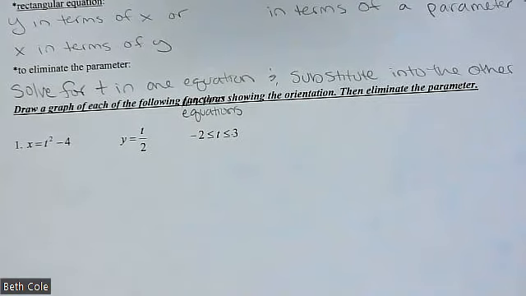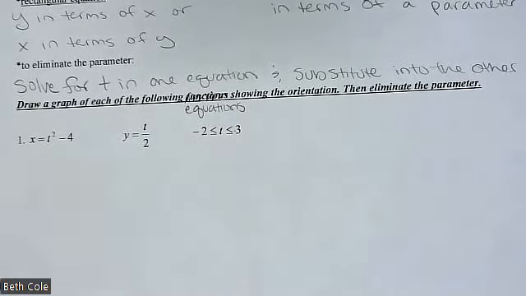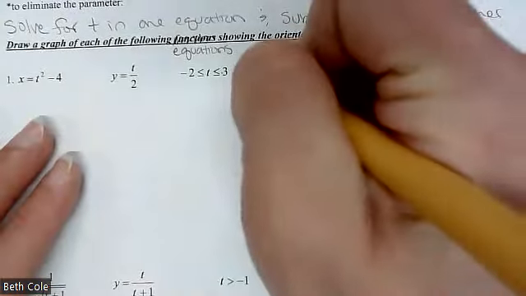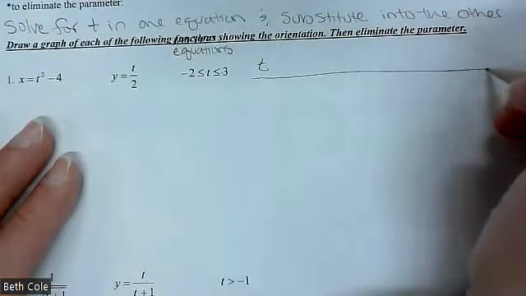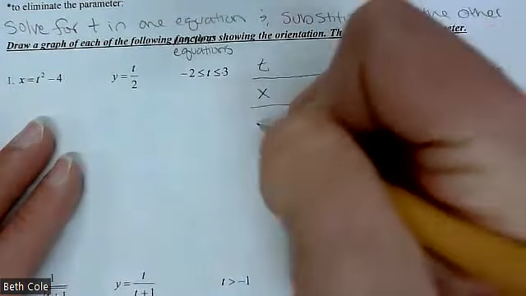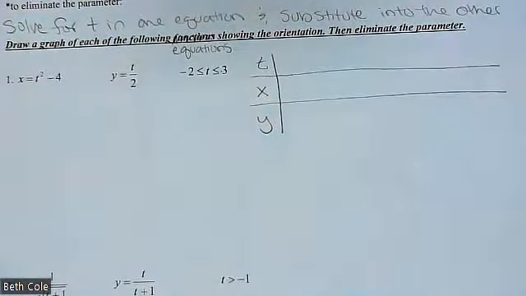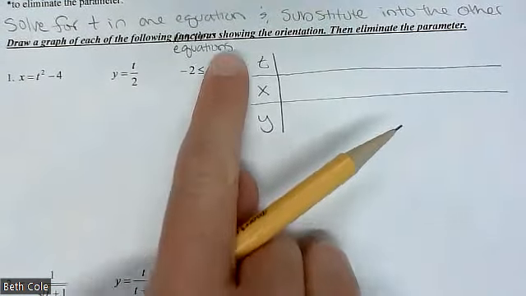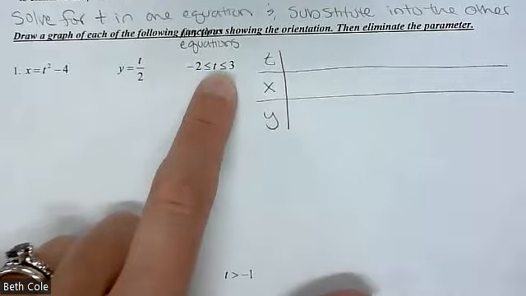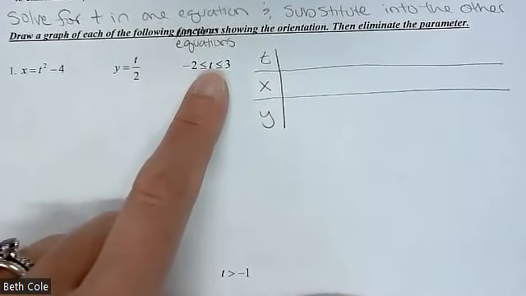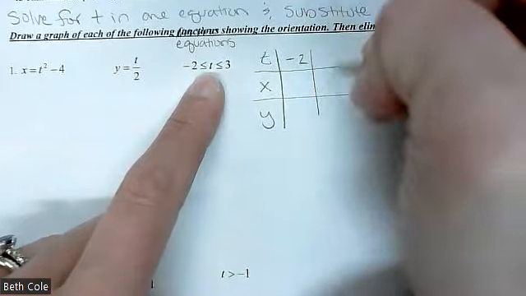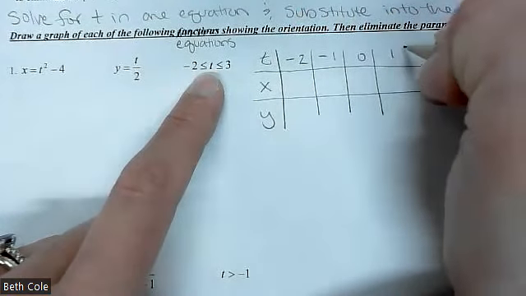But we're going to draw each of the equations and show the orientation. And then we'll eliminate the parameters. So we'll get x in terms of y, or y in terms of x, whichever one ends up being easiest. So you're going to make a little table off to the side here. You're going to have t, which is your parameter, x, and y. And typically you're told where t is going to fall. So do you see how here it's -2 to 3? You're usually given that, like a domain, I guess, so to speak. So we're going to plug in all the numbers -2 to 3.